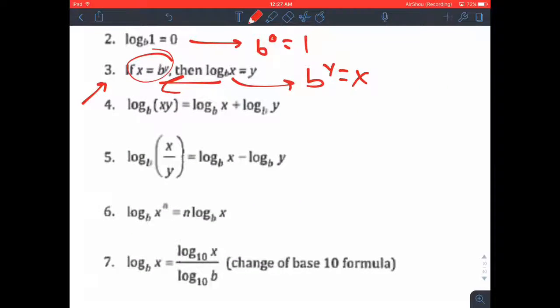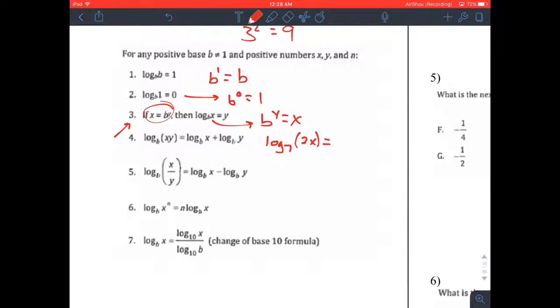Number 4, this is not as intuitive, but if you understand the exponent rules, then maybe it is as intuitive. If you are multiplying, this is called the argument here. The argument is what comes after the base. You could rewrite the problem so that it's log of the base of the first number that you're multiplying, in this case x, plus log of the same base of the second number you're multiplying, which would be y. Just a quick example, if you had log base 7 of 2x, you could rewrite that, if you chose to, as log base 7 of 2 plus log base 7 of x.